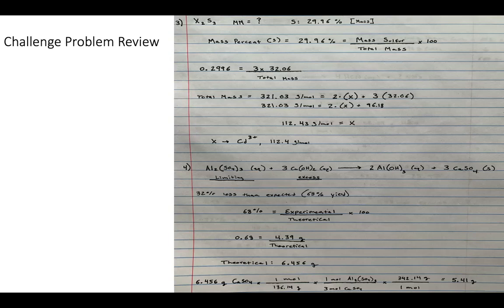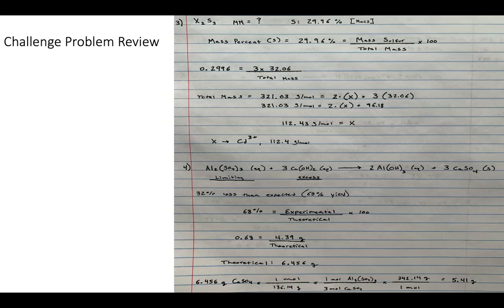Okay, and that means that 68% is equal to our experimental yield, how much we actually get at the end of the experiment, divided by our theoretical yield, which again, you find through dimensional analysis, okay? And multiply it by 100, again, to make it a percentage instead of a decimal. And so what I do here is I divide both sides by 100, so 0.68 is equal to 4.39, so that's how much we were told we collect at the end, right?